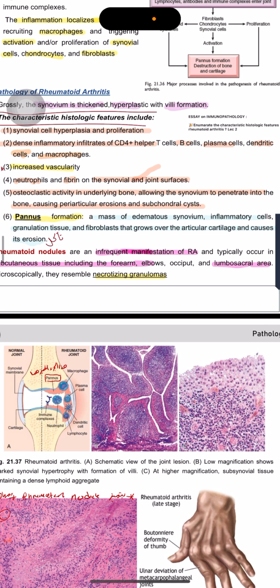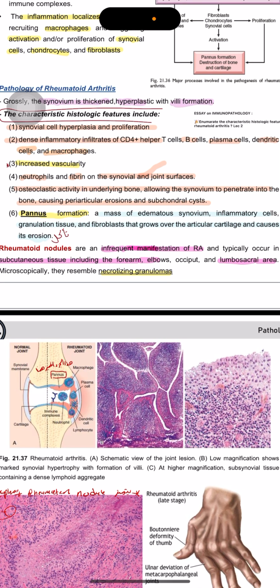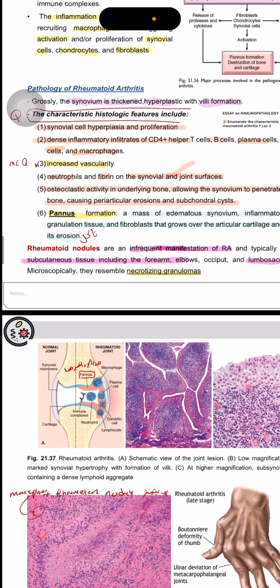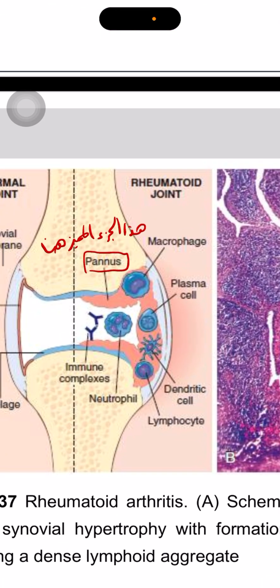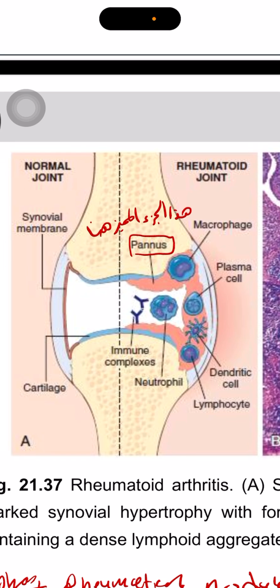Rheumatoid nodules are related to rheumatoid arthritis and occur in subcutaneous tissue like the forearm, elbows, occiput, and lumbosacral area. Microscopically they are necrotizing granulomas, as we see here. This is the joint lesion, and this is the pannus. Immune complex will be leukocyte at first. So there is inflammation occurring in this picture, and we see here immune complexes and inflammatory cells focused on the area of the pannus.